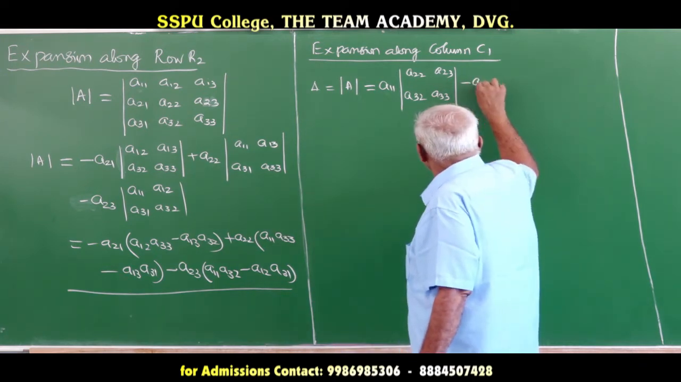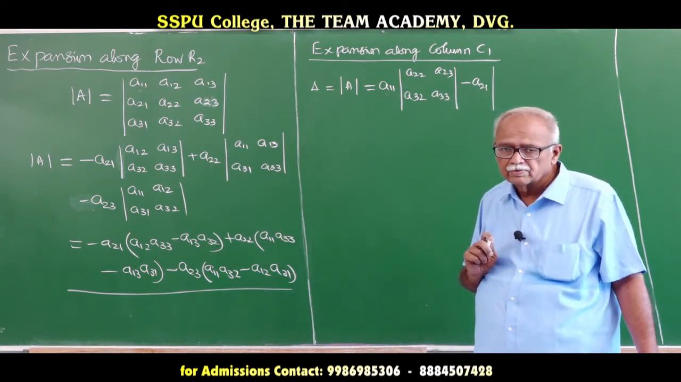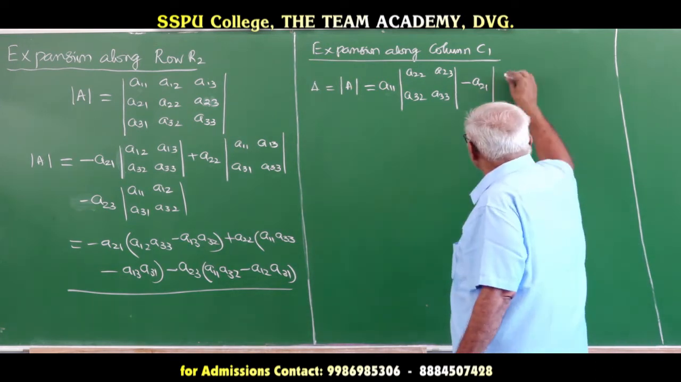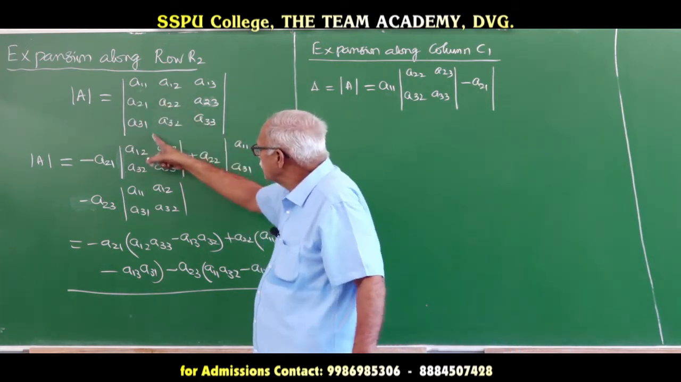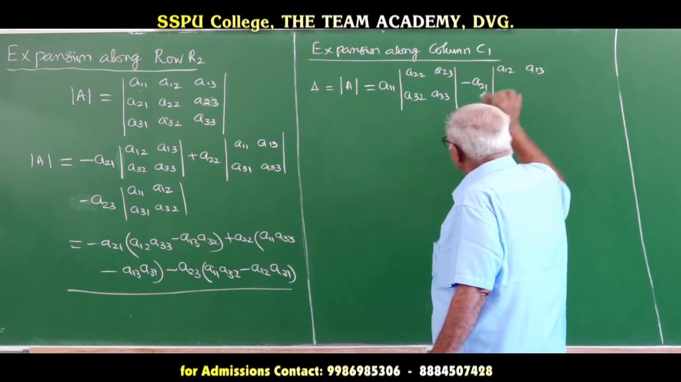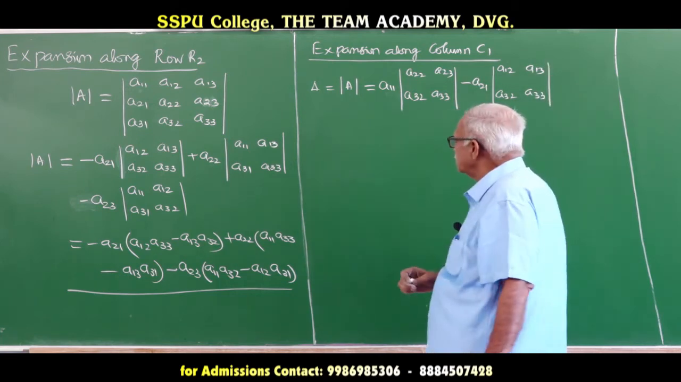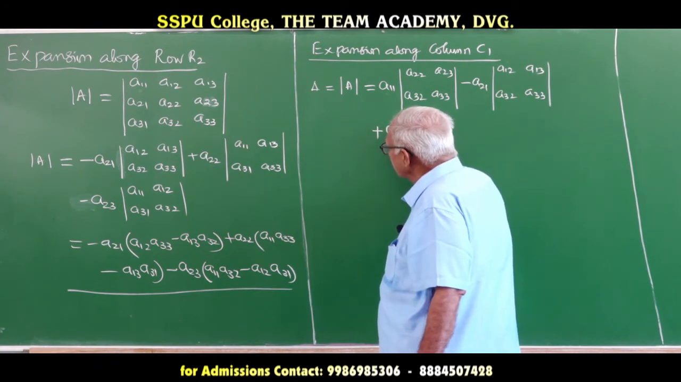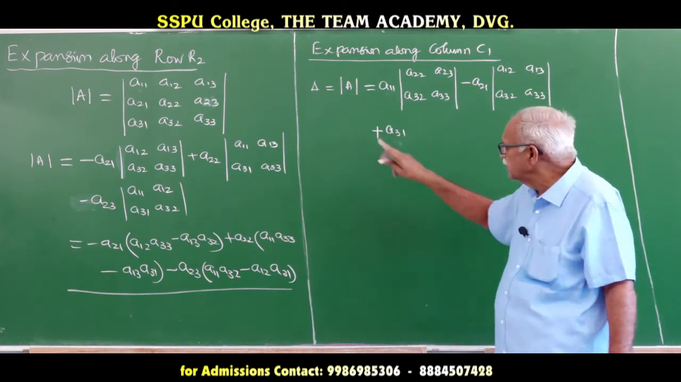Next one, A21. We are expanding through column, so minus A21. Why is it a minus sign? 2 plus 1 is 3, and 3 is an odd number, which means use minus sign. Even number means use plus sign. So, for A21, we eliminate the second row and first column. We will get A12, A13, A32, A33, plus A31. Here 3 plus 1 is an even number, so we take plus sign.